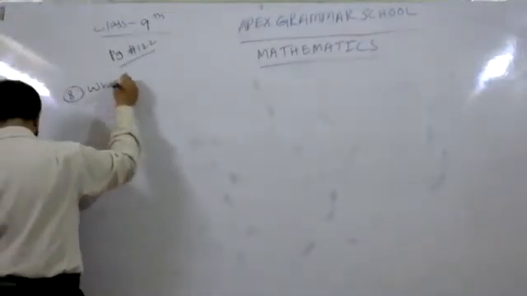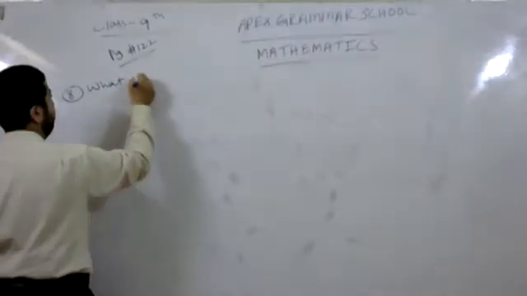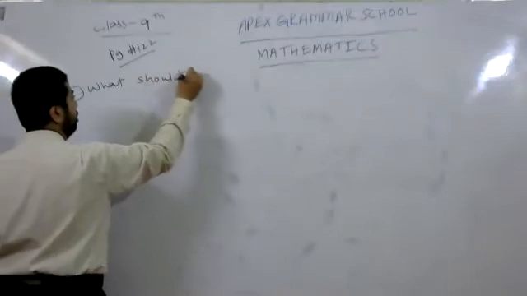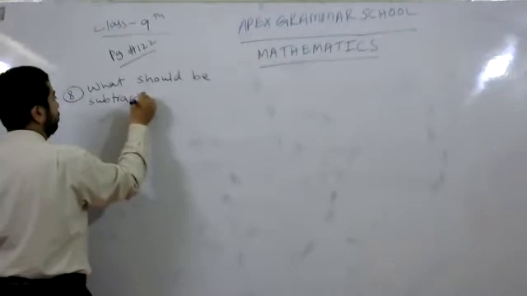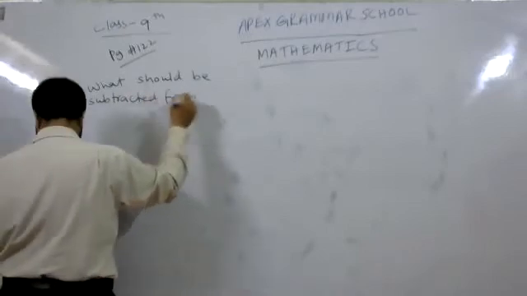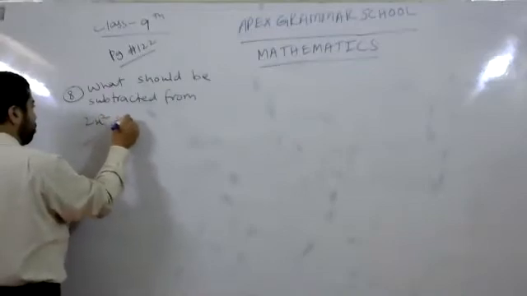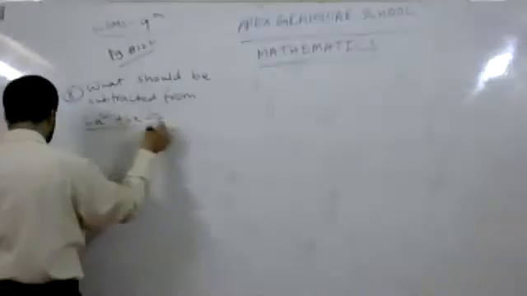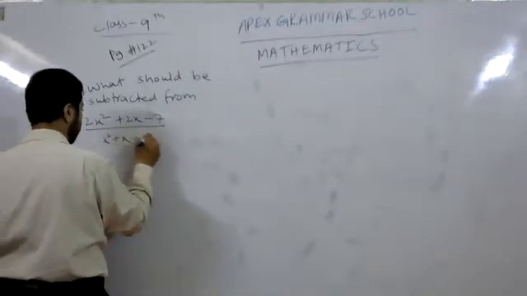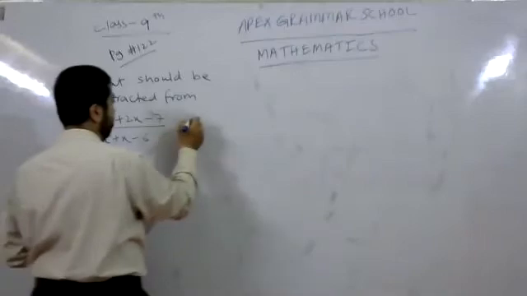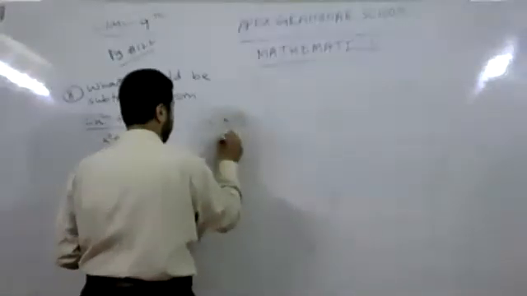What rational expression should be subtracted from 2x square plus 2x minus 7 divided by x square plus x minus 6 to get x minus 1 over x minus 2.